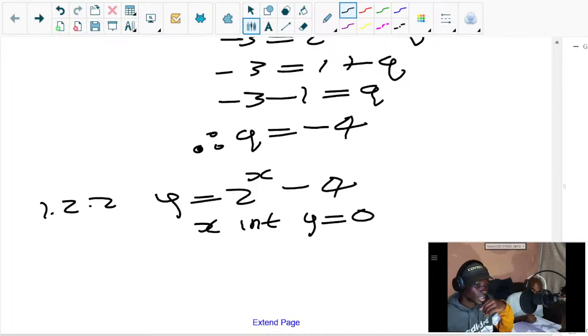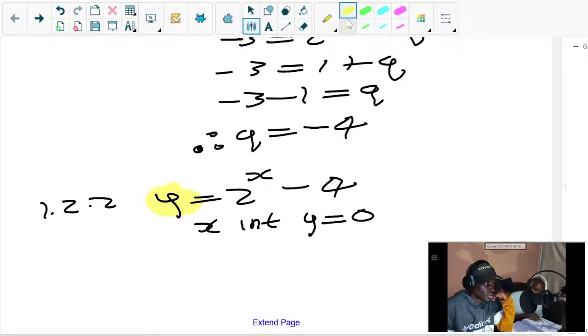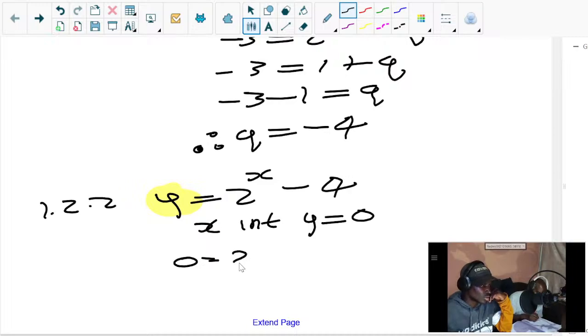You don't need the Cartesian plane. Just highlight there. Again, we have the equation that says y is equal to 2 to the power of x minus 4. This is where we're going to put this 0. We can put the 0 on x or on y. I'm going to put it on y. So I have 0 is equal to 2 to the power of x minus 4.